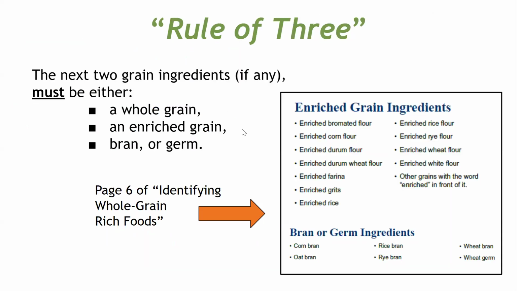And then the next 2 grain ingredients, if any, must either be a whole grain, so back on the previous slide on page 5 of the resource, or it may be an enriched or a bran or germ. And this list is on page 6 of the resource we provided.